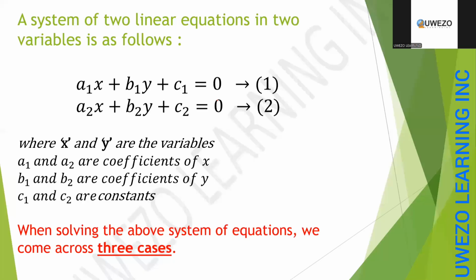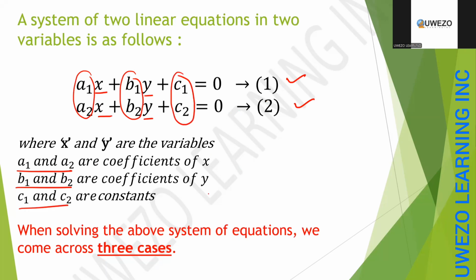A system of linear equations is two equations in the form a1x plus b1y plus c1 equal to 0 and a2x plus b2y plus c2 equal to 0. Here x and y are our variables, and a1, a2 are the coefficients of x, b1, b2 are the coefficients of y, and c1, c2 are the constants. When solving a system of equations in two variables, we might come across three cases. We will analyze those three cases next.